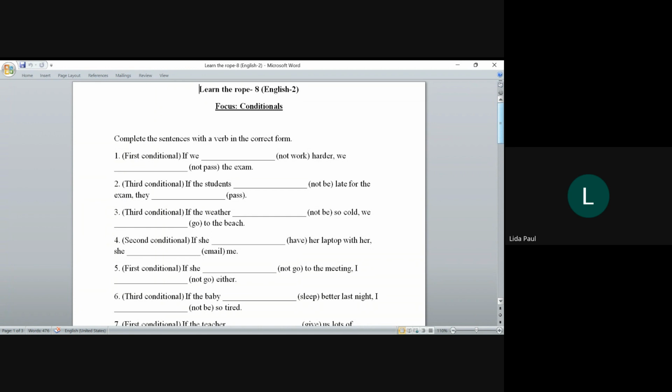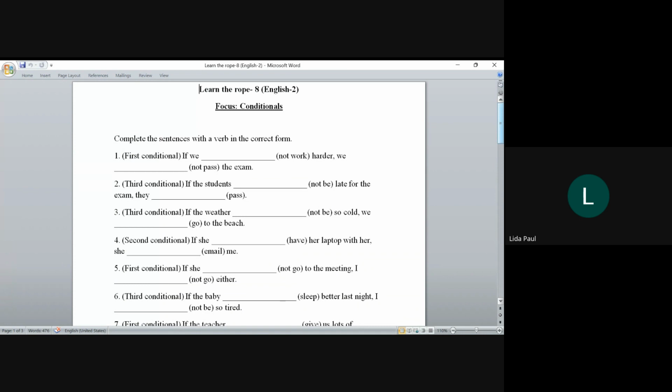Because you're using third conditional, your if condition should have a past perfect form. So if the students had not been late for the exam, they dash pass. Would plus have plus V3. So they would have passed. Got this one? Yes, ma'am. Okay.